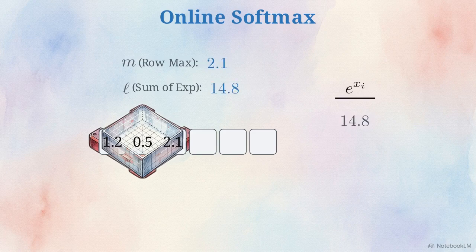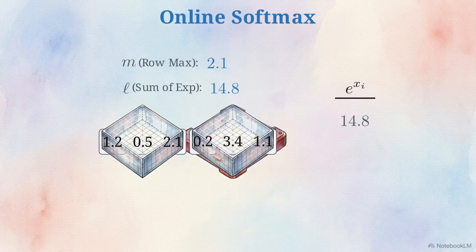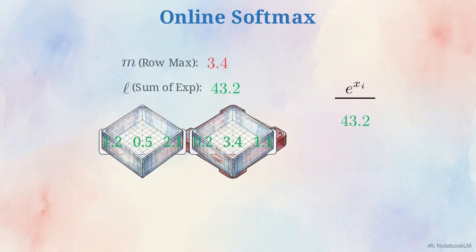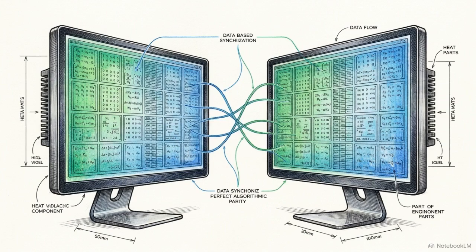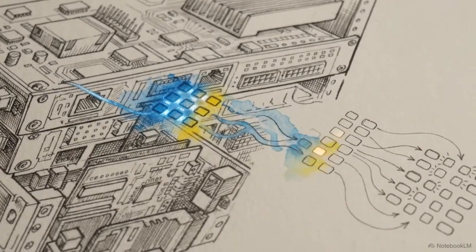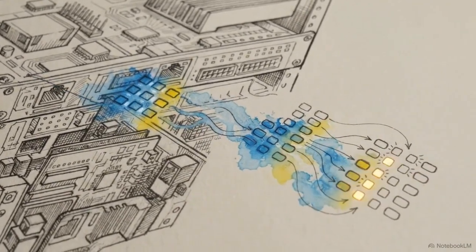When a newly loaded tile contains a number larger than the previous maximum, the algorithm triggers a dynamic rescaling mechanism to adjust the historical math. By multiplying the previously accumulated output by e to the power of the old maximum minus the new maximum, the denominator is retroactively updated without reloading the old data from the HBM. This continuous adjustment ensures that the final tile yields an output mathematically identical to a standard softmax processed over the full sequence. You do not need to compute everything at once to achieve exactness, provided you correctly track and apply historical limits to localized data.